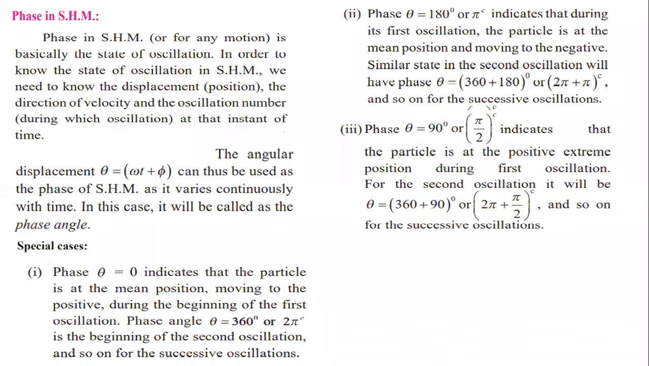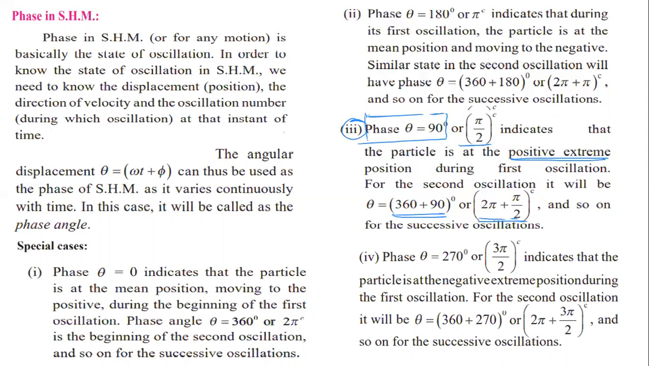The next case is case number 3. If the phase angle is 90 degree or pi by 2 radian, it indicates that the particle is at positive extreme position during the first oscillation. For the second oscillation, it will be 360 plus 90, or 2 pi plus pi by 2. And so on for the successive oscillation.